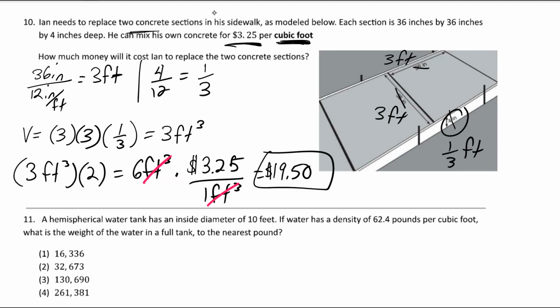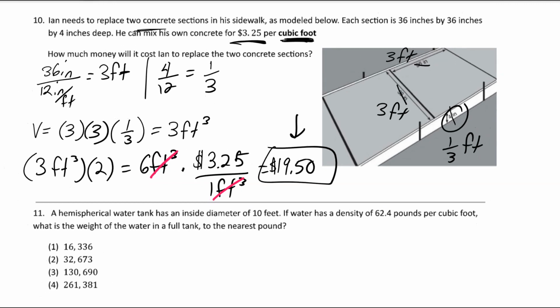$19.50. And you'll know if you divided when you should have multiplied, or if you made some sort of calculation error, because the answer that you get should be somewhat reasonable. If somebody's replacing 2 pieces of their sidewalk, yeah, it could be about $20. If I get something extraordinarily high, maybe think about your operations and what mistake could have occurred.